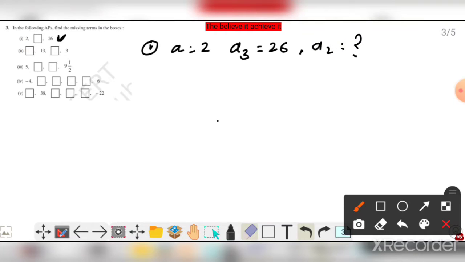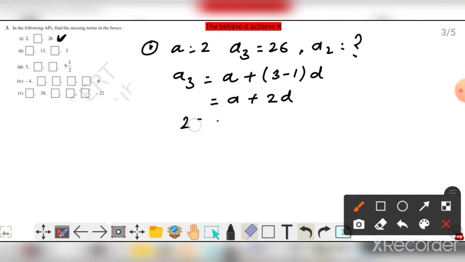As we know the formula, A3 equals A plus (3 minus 1) into D. So this will be A plus 2D. A3 is given as 26. So 26 equals A, which is given as 2, plus 2D. So what will be the value of D? 2D equals 24, D equals 12.